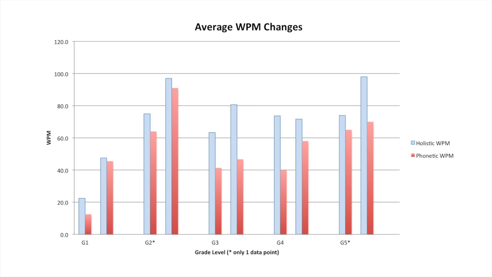Here's the same data averaged by grade level. As you can see, there's overall an increase in words per minute rate as the students get older.